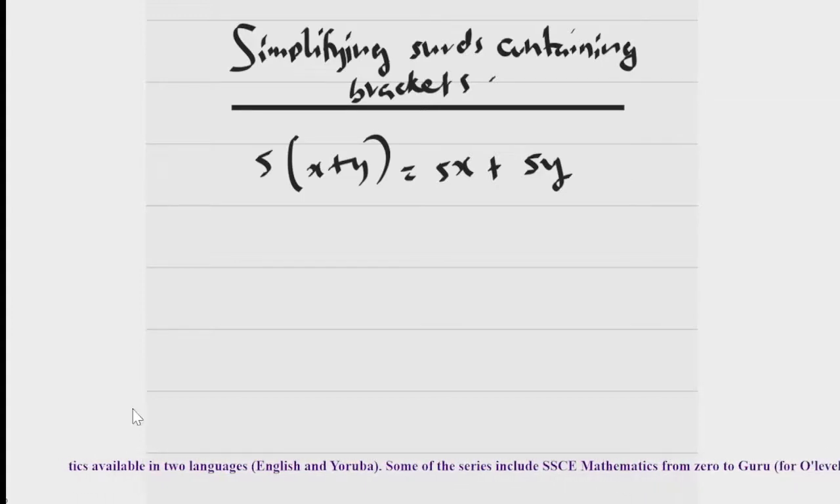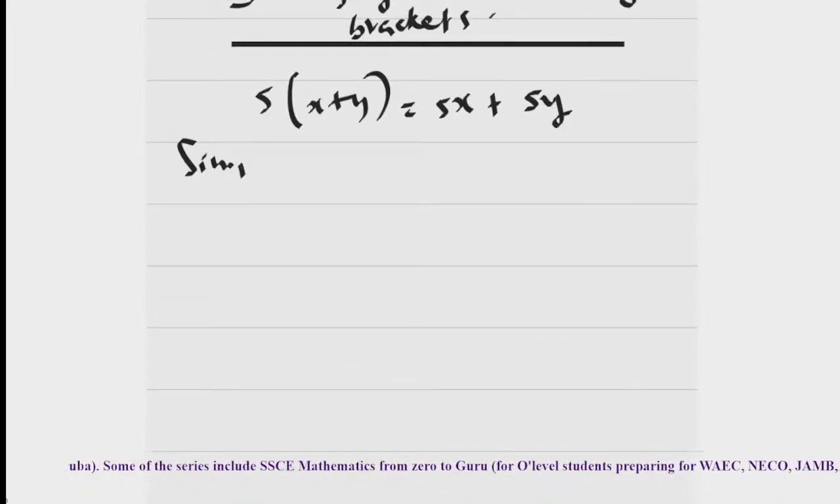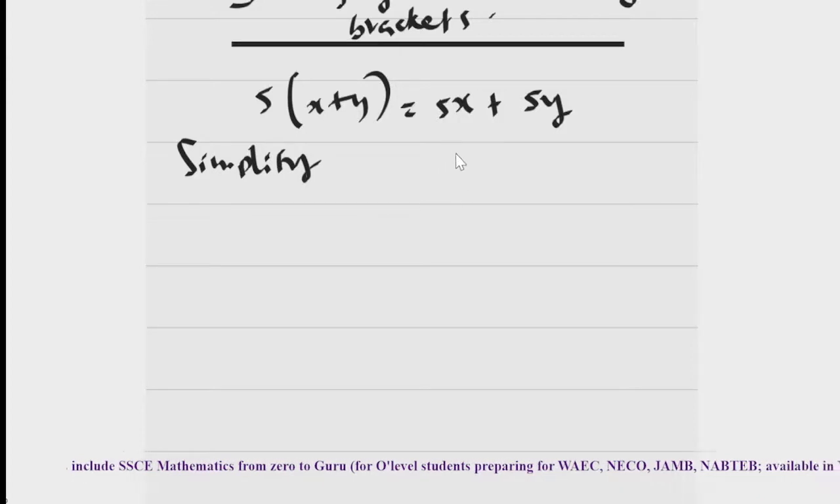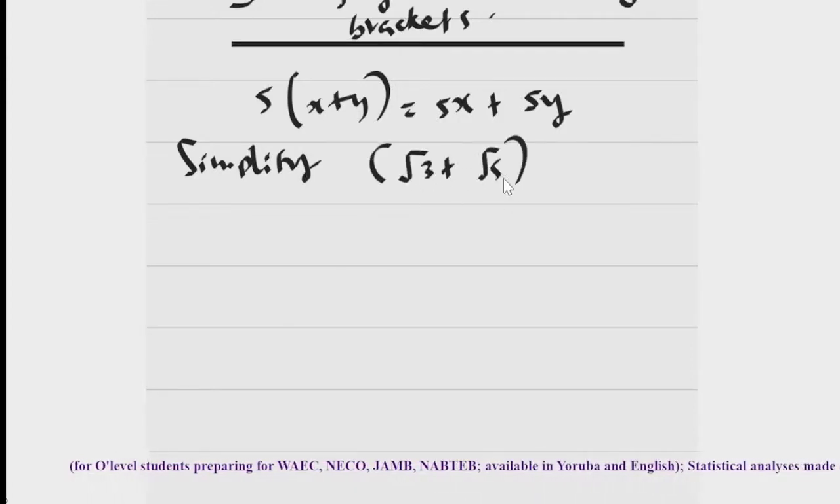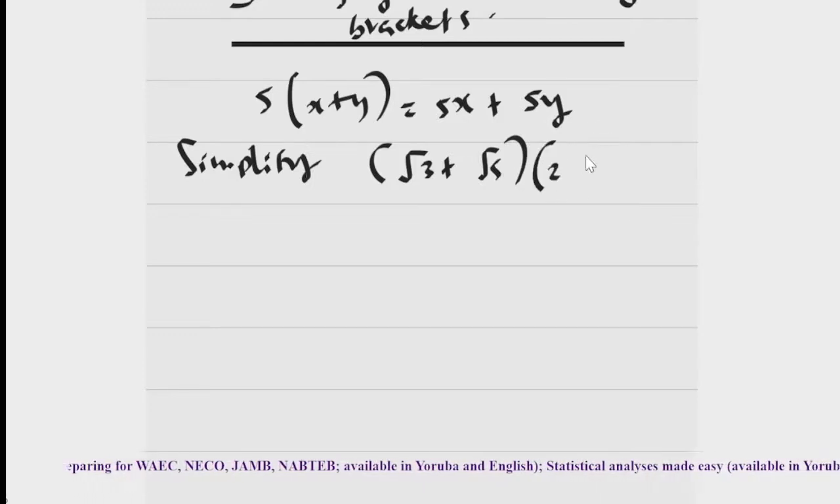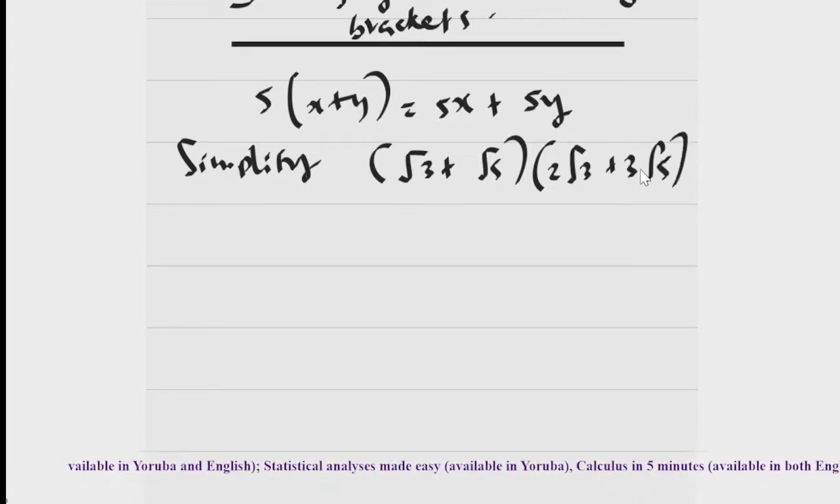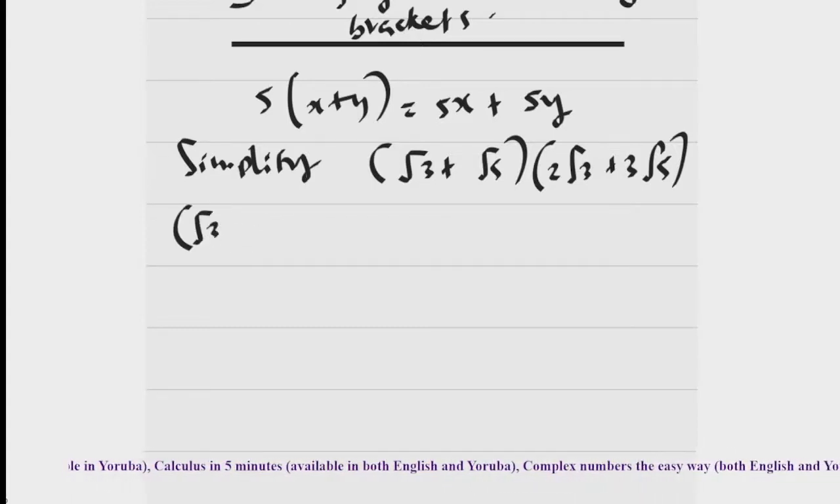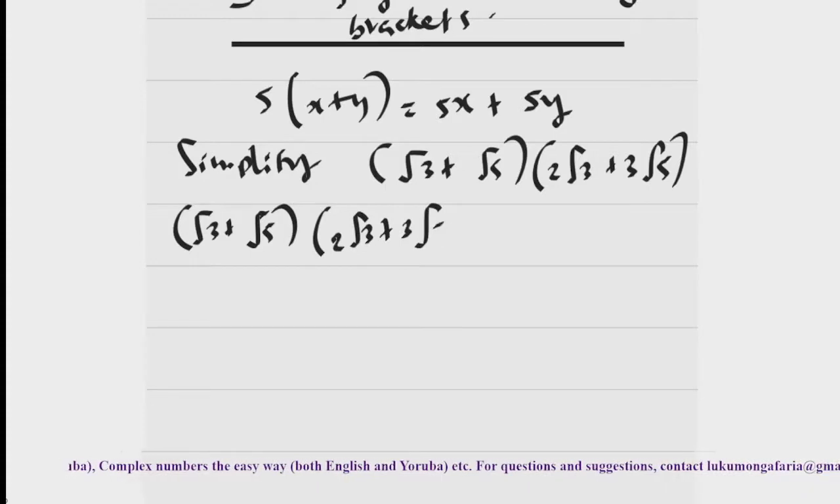Example: the question says simplify (root 3 plus root 5) times (2 root 3 plus 3 root 5). If you want to expand this, it is not difficult. You use the same idea as in algebra. You have (root 3 plus root 5) times (2 root 3 plus 3 root 5).